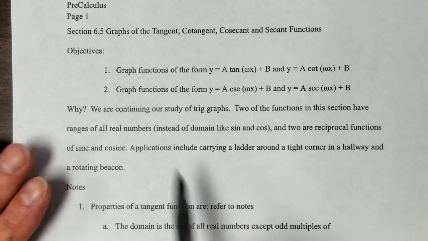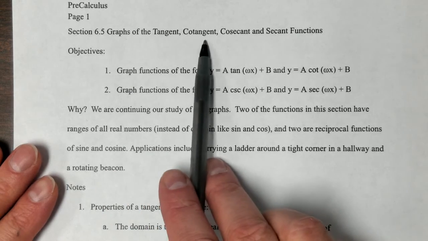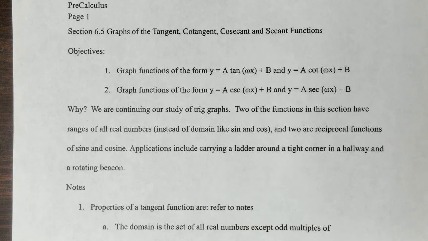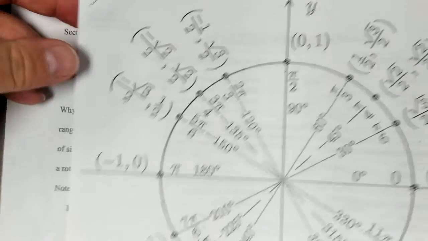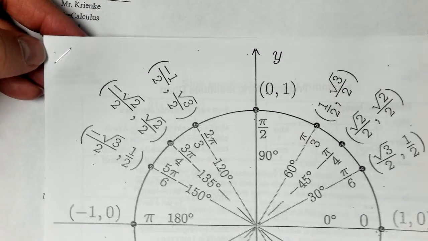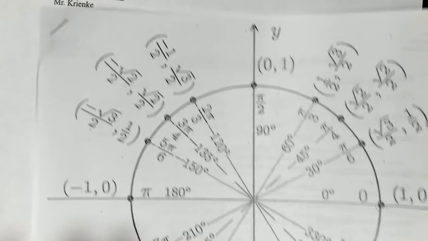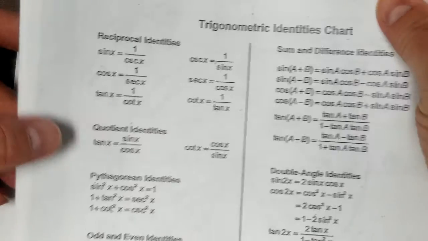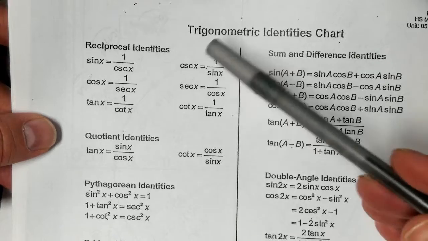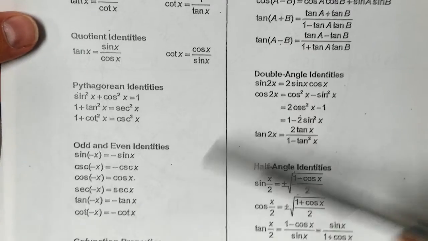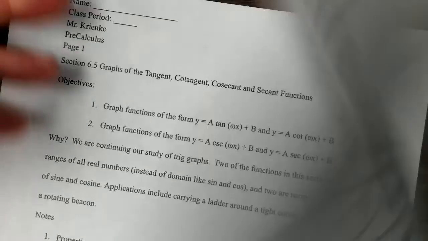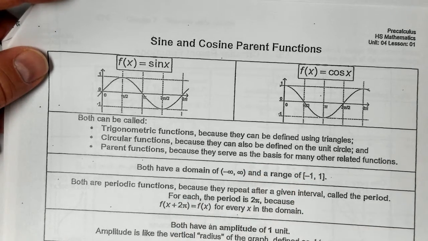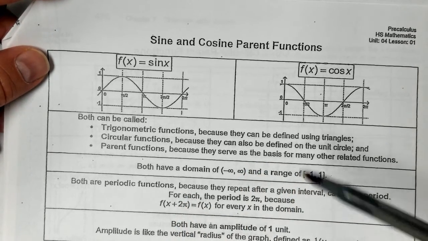Okay, so today we're talking about graphs of the tangent, cotangent, cosecant, and secant functions. You may want to refer to your unit circle packet, which I gave you before. The staple that has your unit circle here. It has your trig identities chart. Those are available. And then this is the page, and the back of this could be pretty useful.